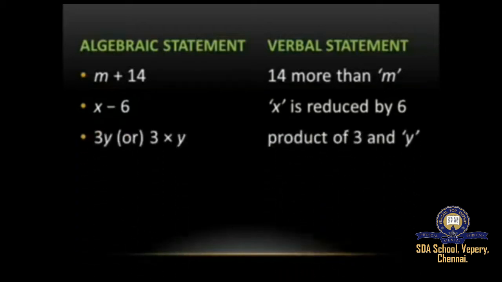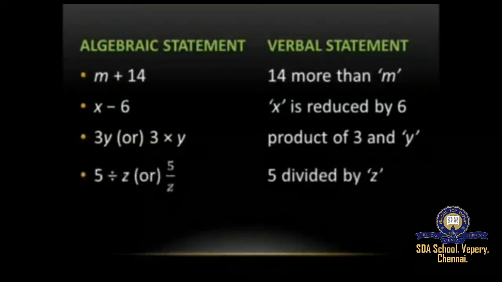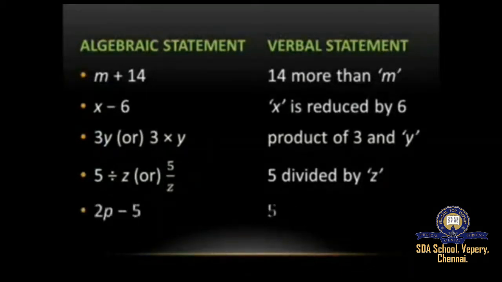And the third one is 3y or 3 multiplied by y. So multiplication over here is represented as product in verbal statements. So you will be writing it as product of 3 and y. So the fourth one is 5 divided by z or 5 by z. So here the division symbol is represented as divided by in verbal statement. So you will be writing it as 5 divided by z, okay? And the fifth algebraic statement is 2p minus 5.